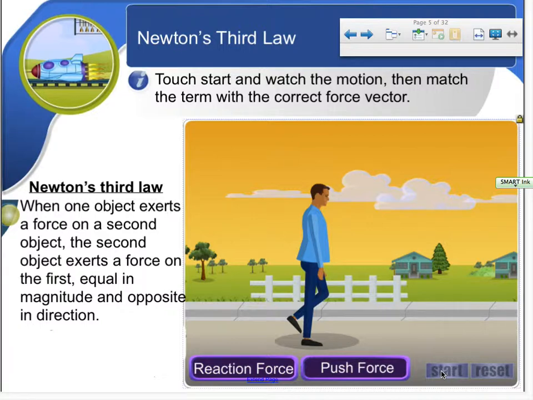What's Newton's third law? Too many words. We should be able to get it just nice and crisp. Aisha, are you reading something? I don't want you to read anything. I want you to tell me right off the top of your head.